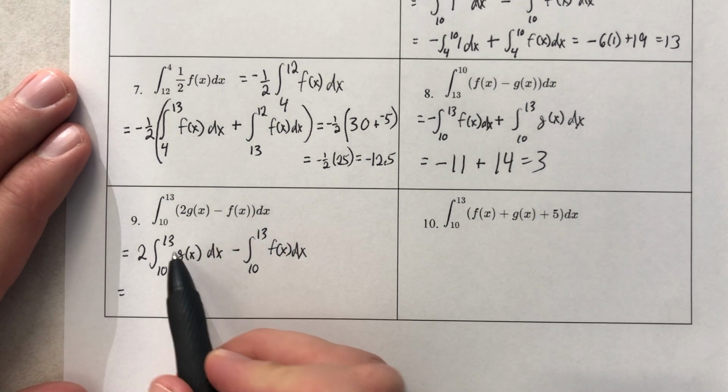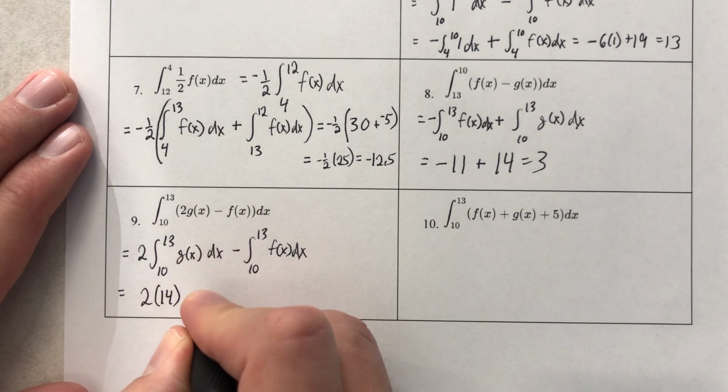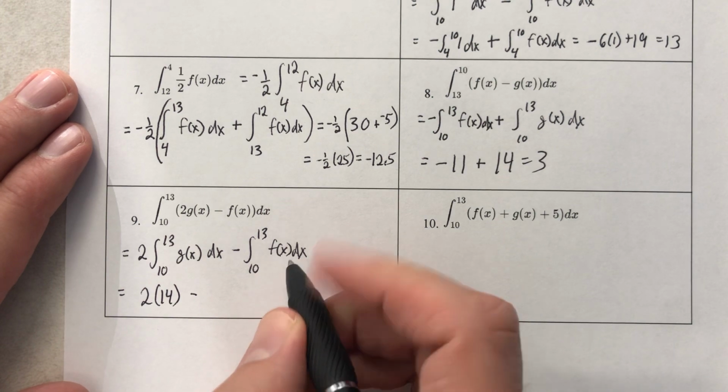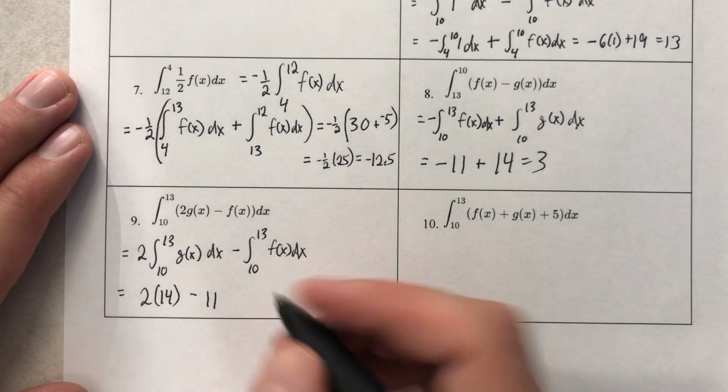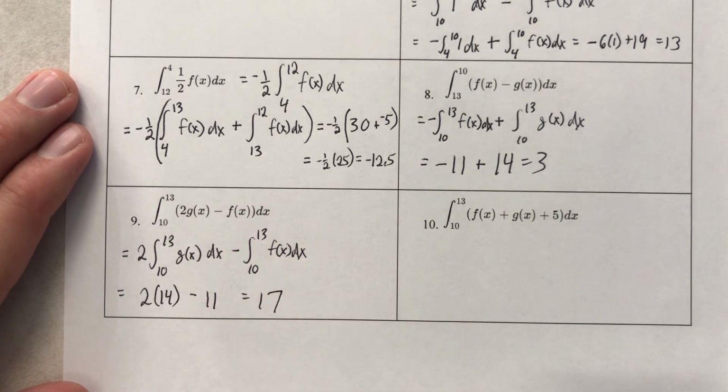The area from 10 to 13 of G, look at the top of the page, it's 14. We're going to double that. And then the area from 10 to 13 of F is 11. That gives me 28 minus 11, that is 17.